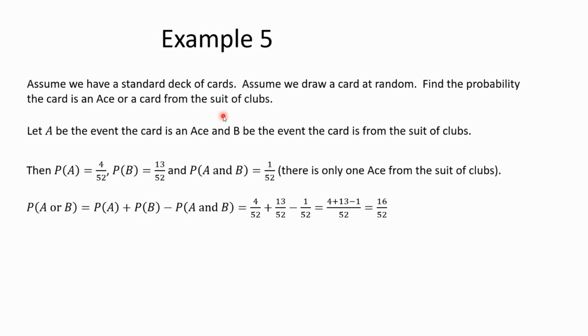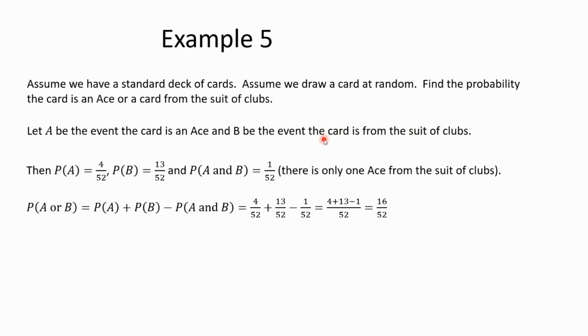Okay, so here, let's suppose we have a standard deck of cards just like before. And again, we're drawing one card at random from the deck. The deck is well shuffled, no tricks, nothing like that. So let A be the event that the card we draw is an ace. Let B be the event that the card we draw is from the suit of clubs.